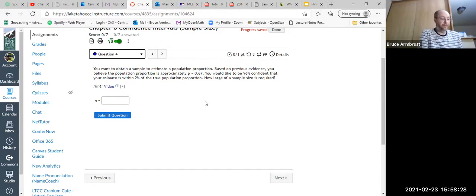Okay, so to do this, we need to know basically how we find the error bound maximum and how that is compared to the sample size. And to tackle this one, we need to recognize a couple things. First of all, are we looking at a test for means or a test for proportions? Are we looking at an interval for means or proportions? So what's the answer to that question?